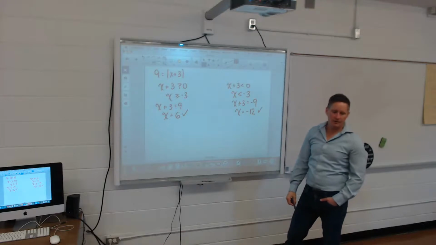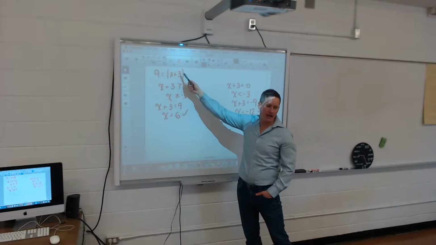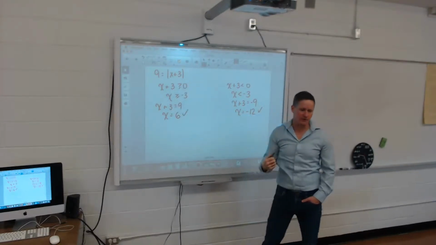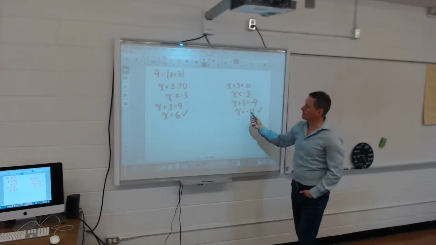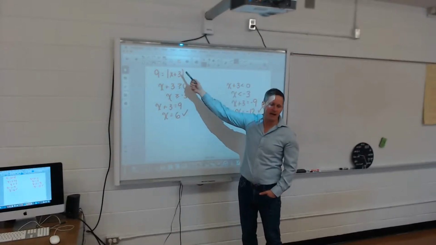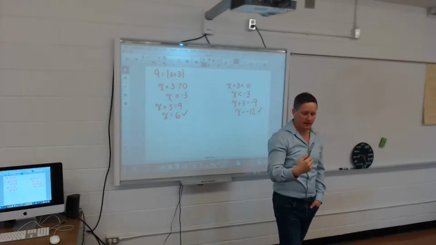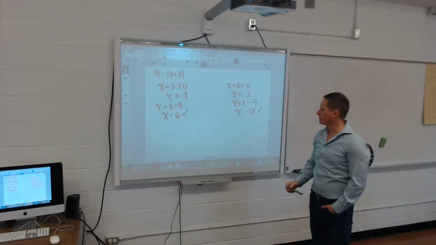Also works. Now you could substitute them back in. 6 plus 3 is 9. The absolute value of 9 is equal to 9. So obviously it works. In this one, negative 12 goes in. Negative 12 plus 3 is negative 9, sorry. And the absolute value of negative 9 is 9. So it works for both.